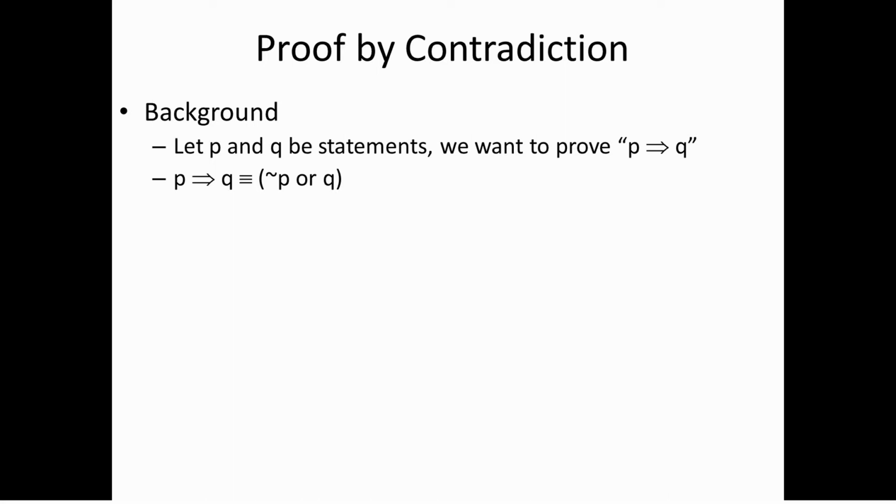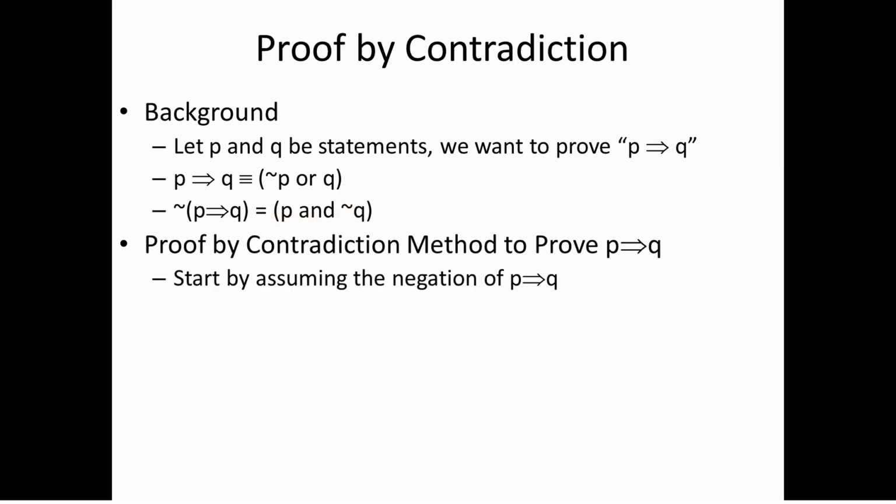Now, the way proof by contradiction works is we assume the negation of what we want to prove. So what is the negation of P implies Q? Well, it's the negation of the statement not P or Q. So when we negate an or statement, we get an and statement, and we negate both of the component statements, and so we get this result right here. So in proof by contradiction, we start off by assuming P and not Q, and then we show that it leads to a contradiction.